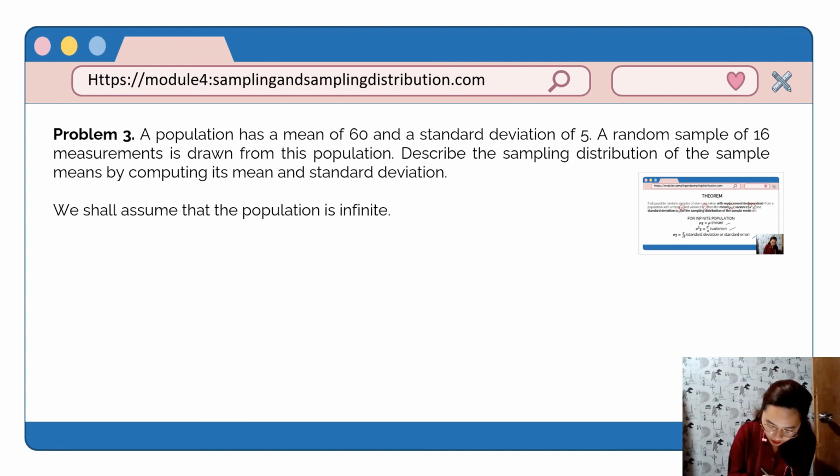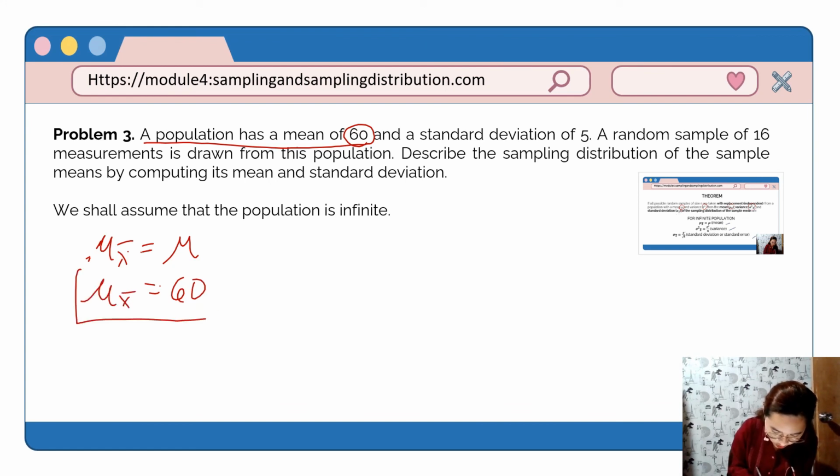Yan, so yung una, ang computing natin ay sample mean. So, ang sample mean naman, equal lang naman sa ating population mean. Kaya, ang population mean po natin, ayan, is 60. So, 60 lang din po ang ating sample mean. So, ganun lang siya kasimple.